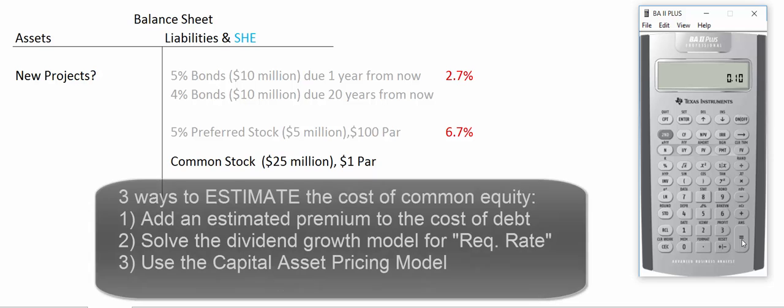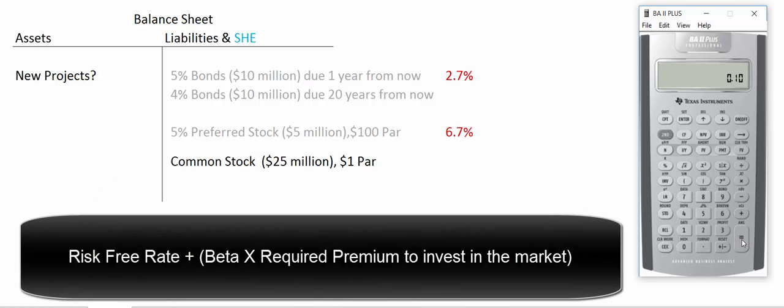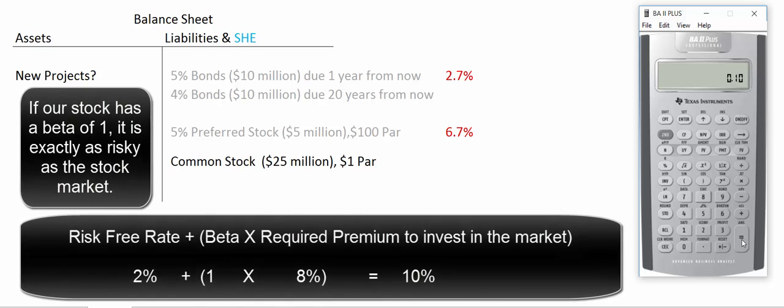The other way to do it might be to look at the capital asset pricing model. So let's pretend the risk-free rate is 2% and the premium to invest in the stock market as a whole is 8%. So we take the 2% risk-free rate plus the beta of our stock, and let's say our beta trades just like the stock market, so it's beta 1. So 2% plus 1 times 8% gives us a cost of 10%.